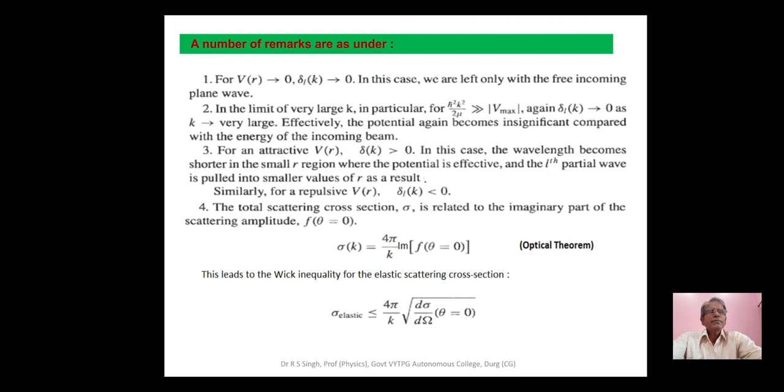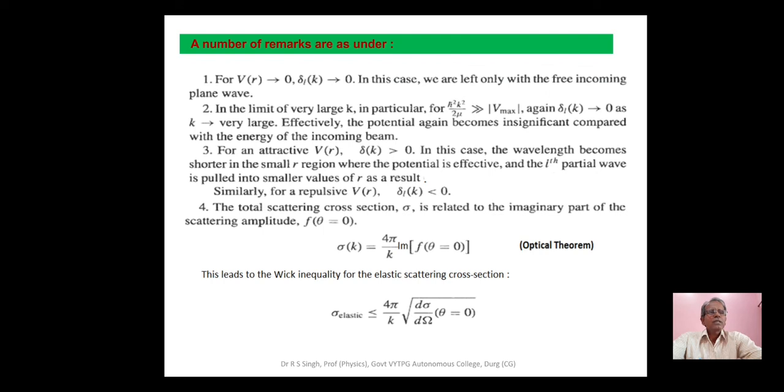For attractive V, delta is greater than 0. In this case, the wavelength becomes shorter in the small r region where the potential is effective, and the lth partial wave is pulled into smaller values of r as a result. Similarly, for repulsive V, delta_l is less than 0.